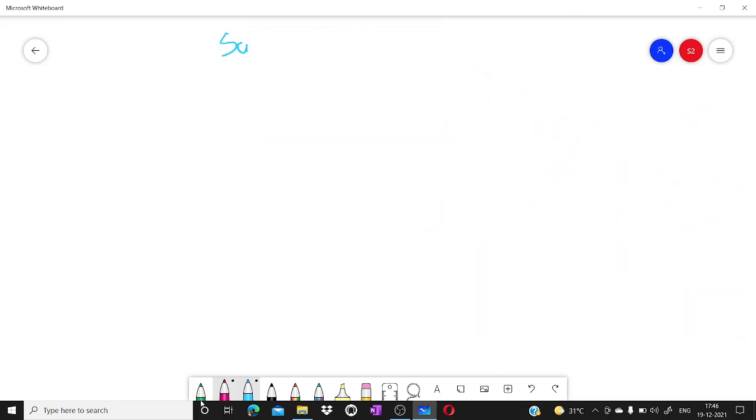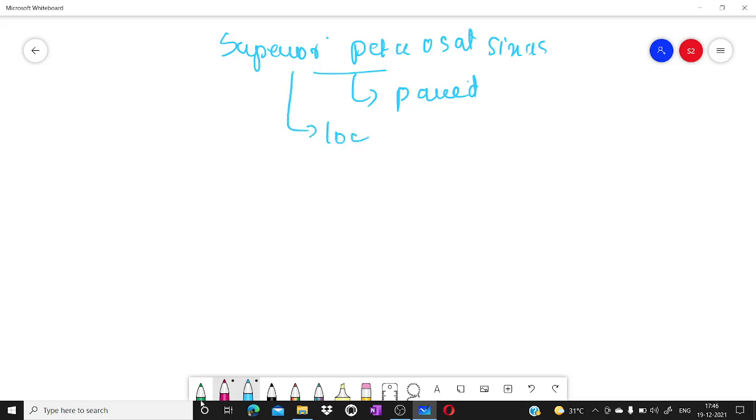Another sinus is the superior petrosal sinus. So this is again a paired dural venous sinus. What is the location? It is located along the upper border of the petrous temporal bone. As the name suggests, it is located on the upper border of the petrous temporal bone.